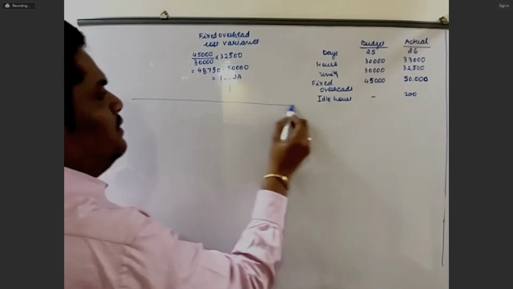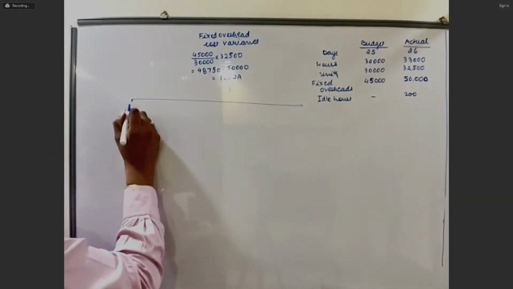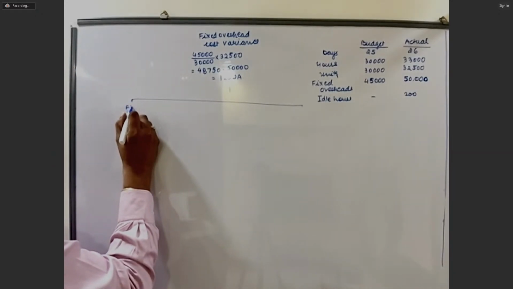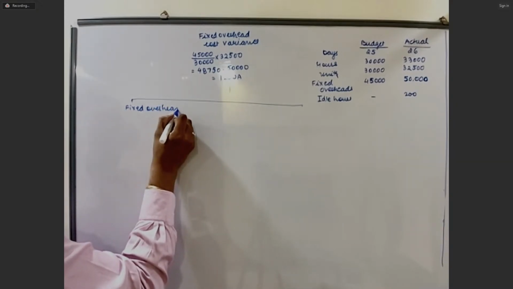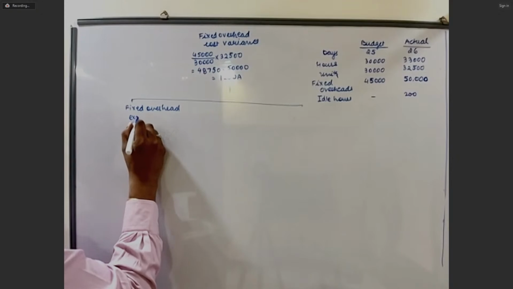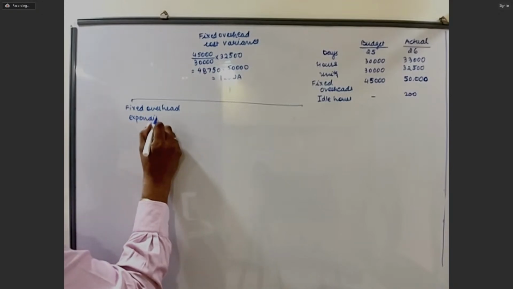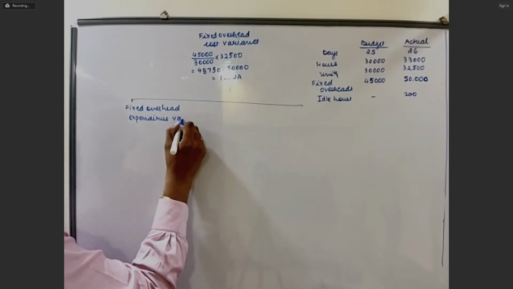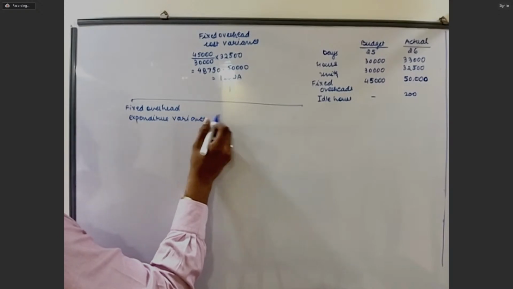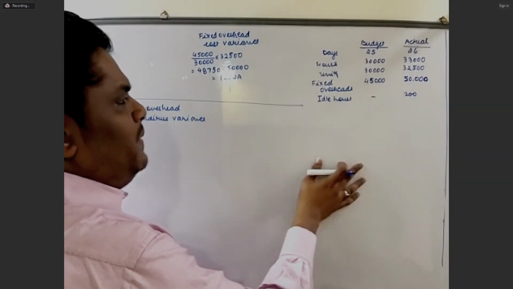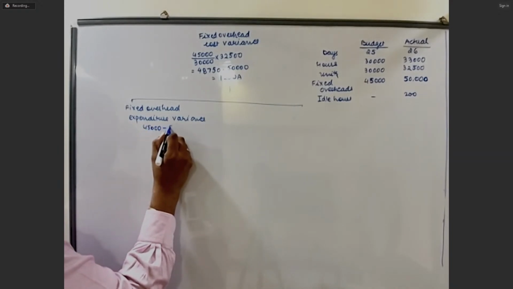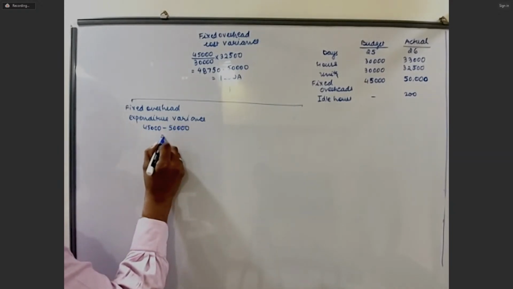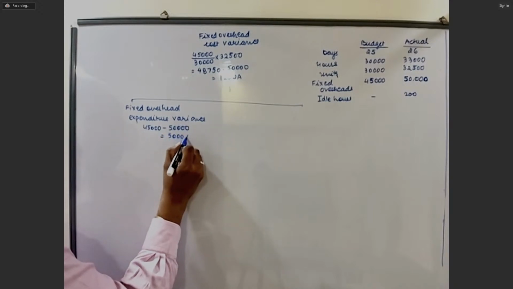Again, two parts. Expenditure variance, again, no change. Even though idle hours are given, there will be no change in expenditure variance. It will be same. 45,000 minus 50,000. So this will be 5,000 adverse.